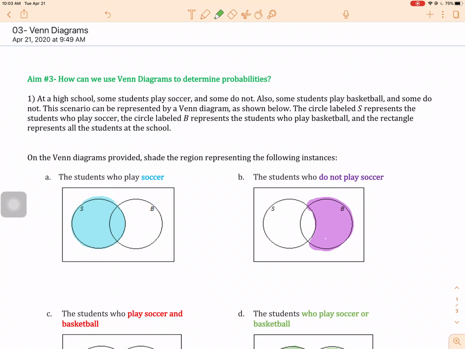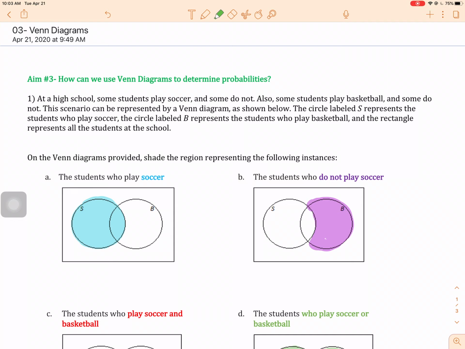Hey guys, so today we're going to look at day 3, which is Venn diagrams, and we're going to see how we can use Venn diagrams to determine probabilities. Venn diagrams are great for probabilities of "and" or "or", or just the probability of a single event, or even the probability of something not happening.